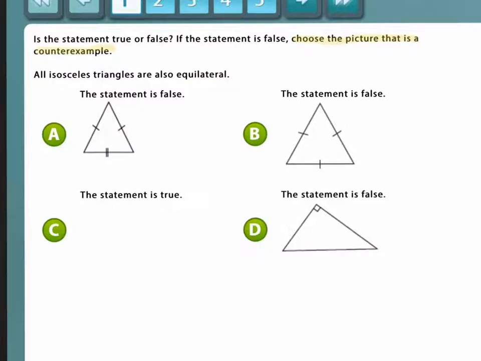So as in previous lessons, you see that they're asking us to define the statement as true or false. If it's false, find a picture that shows the counterexample of the reason why it's false. The statement is: all isosceles triangles are equilateral. Well, I know that that's not true because only 2 sides have to be congruent for it to be isosceles. And you see here that this is an isosceles triangle, and it only has 2 congruent sides. So equilateral triangles are not isosceles triangles. So A serves as a counterexample to that statement, making it false.